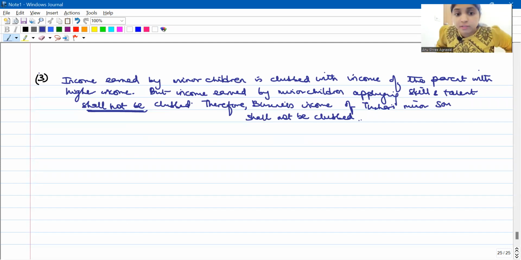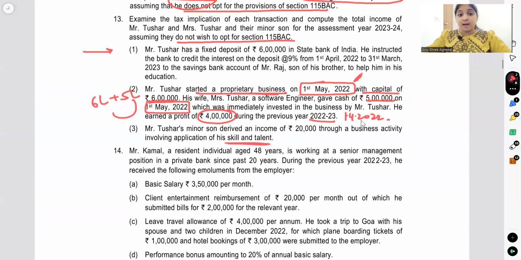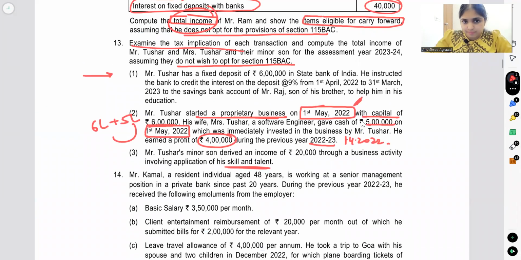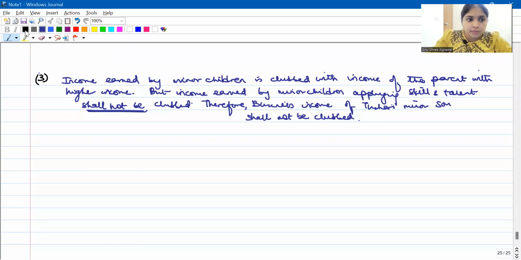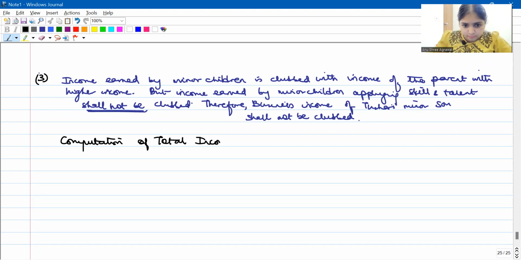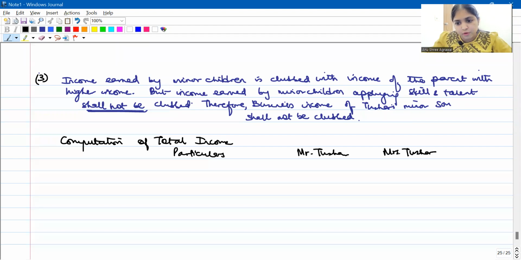We wrote all this over here because they were asking us to examine the tax implication. We've done this. Now they're also asking us to compute the total income. So give the next heading, computation of total income. Make a 3-columnar table, a broad particulars column, 1 column for Mr. Tushar, 1 column for Mrs. Tushar, and the last column for minor son.